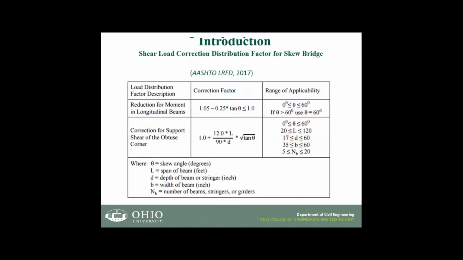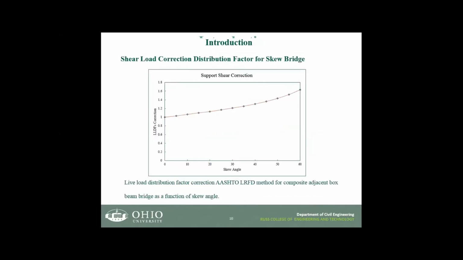For AASHTO LRFD 2017, correction factors are presented for the moment and the shear. For the moment, it shows that with an increase in the skew angle, the moment in the longitudinal direction is reduced. For the shear, it shows that the distribution factor is increased with increasing skew angle. This figure below shows how the distribution factor increases with the skew, reaching 1.6 when the skew angle equals 60 degrees.